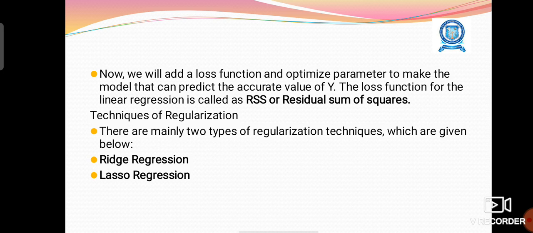Now we will add a loss function and optimize parameters to make the model that can predict the accurate value of y. The loss function of the linear regression is called RSS, or residual sum of squares. Techniques of regularization. There are two main types of regularization. They are ridge regression and lasso regression.